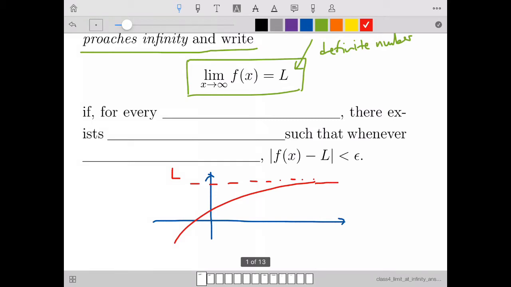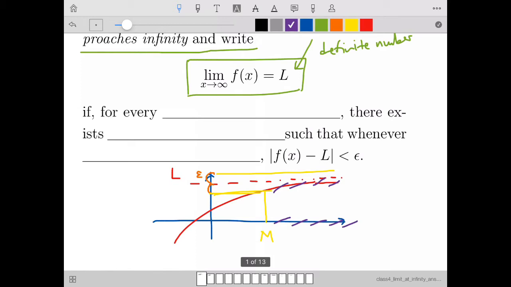It never touches the line L, but it gets close to it, for example. Okay. So take any epsilon band. So that is epsilon, top and bottom. Then I can find corresponding m on the inputs. So whenever my x value is bigger than m, the graph is inside of this band.